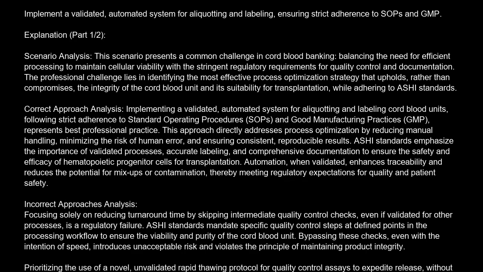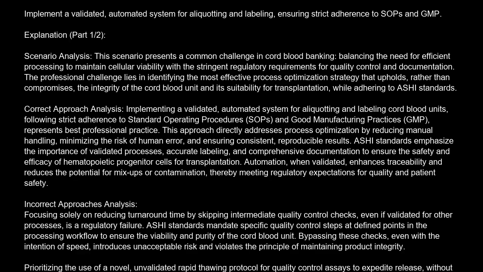The correct answer is B. Implement a validated automated system for aliquoting and labeling, ensuring strict adherence to SOPs and GMP. Explanation. Scenario analysis. This scenario presents a common challenge in cord blood banking, balancing the need for efficient processing to maintain cellular viability with the stringent regulatory requirements for quality control and documentation.